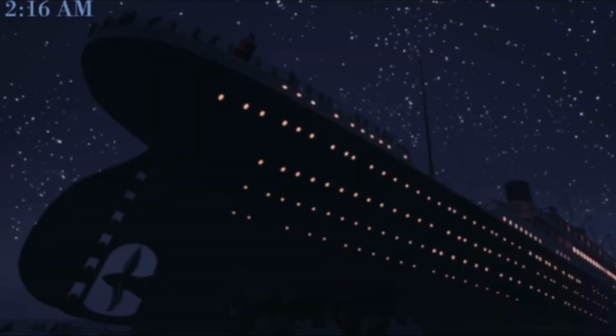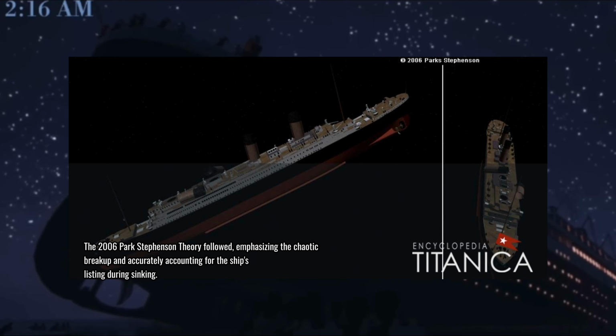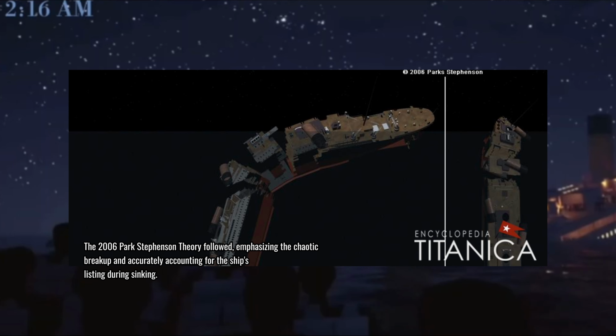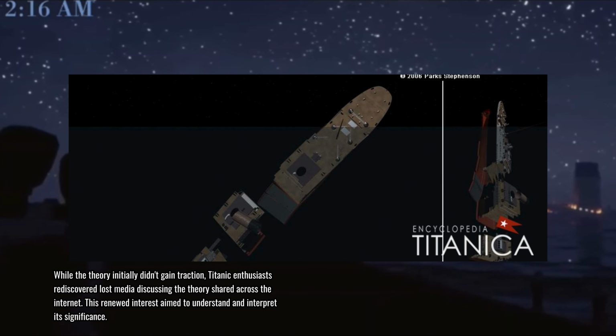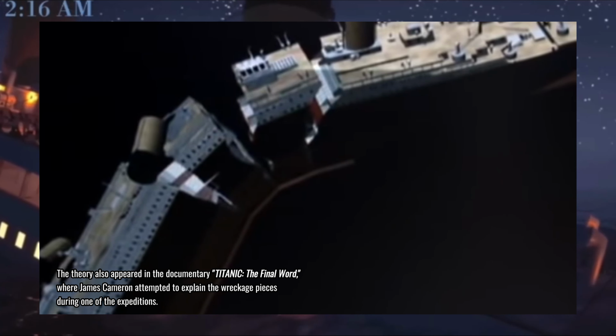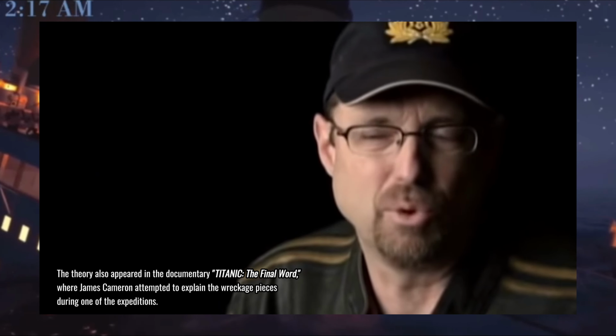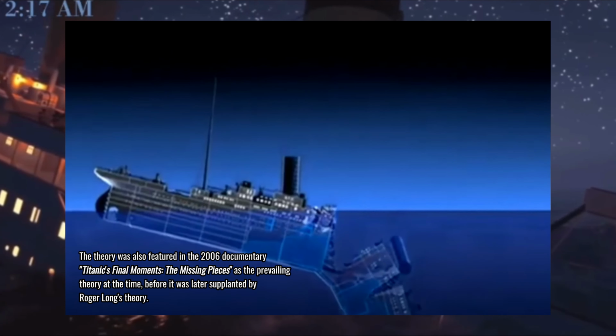In the following decade, a similar theory emerged, but it did not gain much traction, partly because the original website hosting it is no longer available. Only images of the sinking theory circulate on the internet, with origins identified as belonging to Park Stephenson, a Titanic historian. The theory also appears briefly in the documentary Titanic: The Final Word, shown on a TV screen for a second, and hinted at in the 2006 documentary of the Titanic alongside the Roger Long theory.